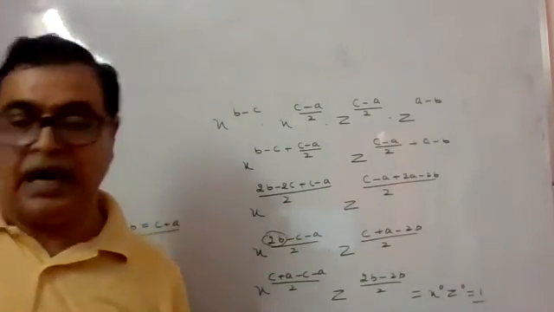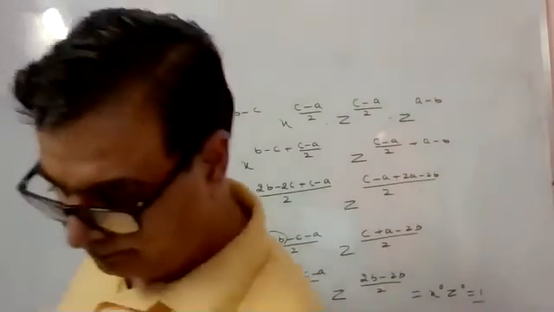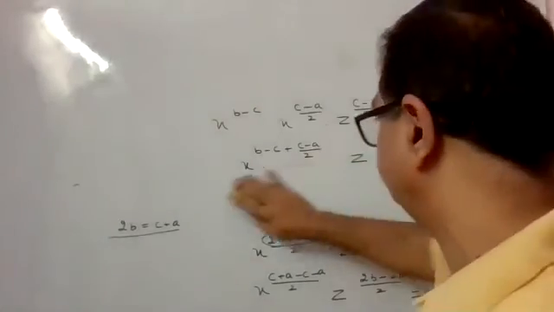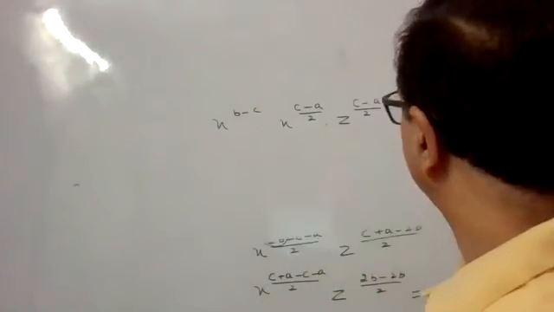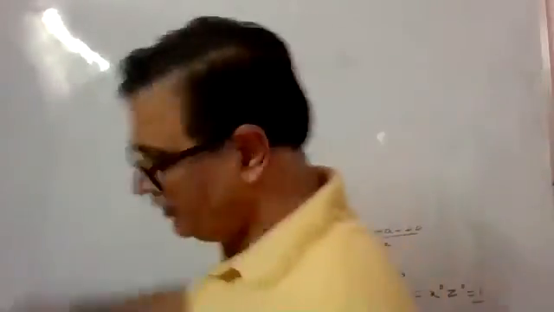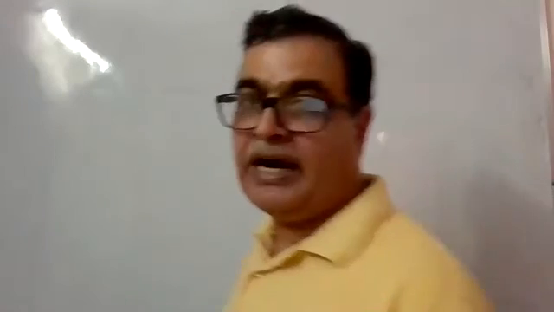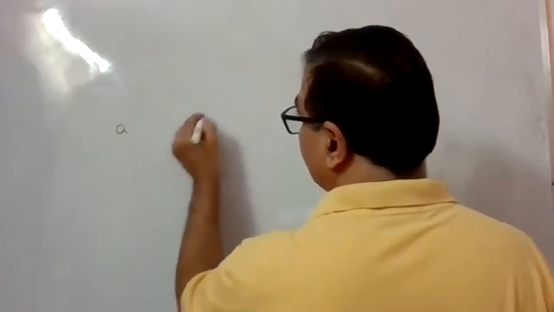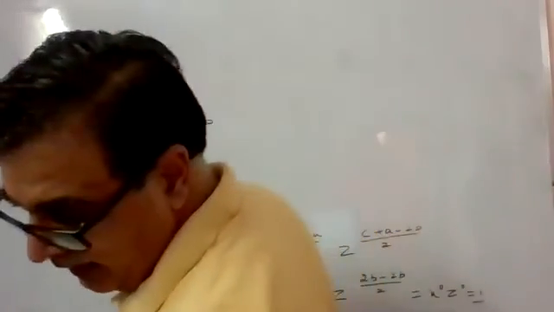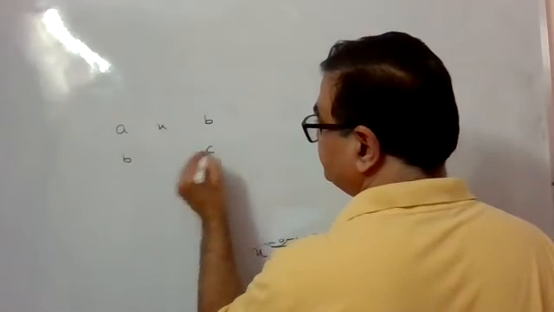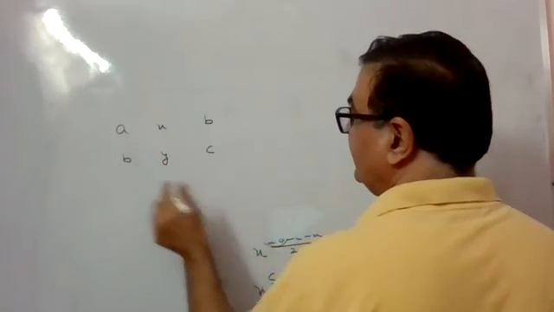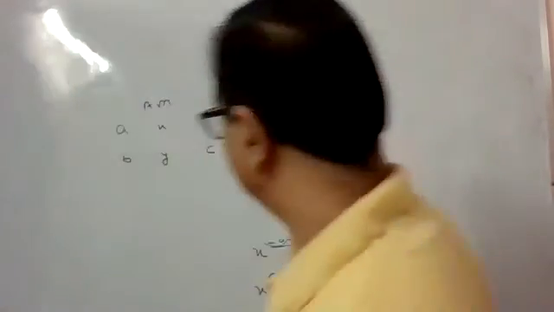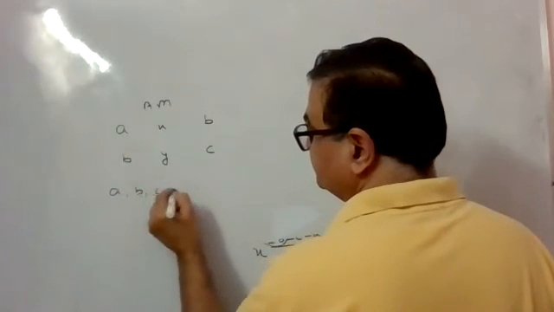If a, b, c are in GP, and x and y are arithmetic means between ab and bc, with a, b, c in GP.